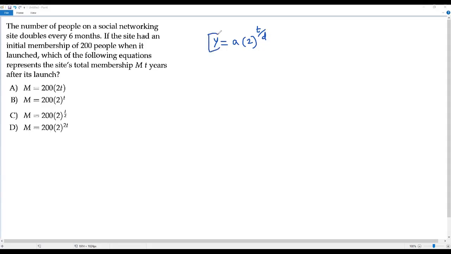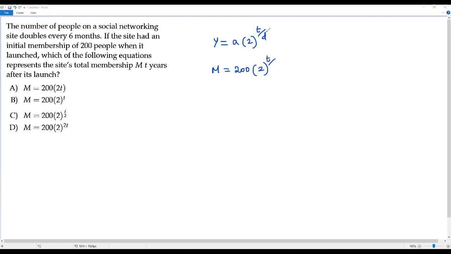Here we can replace this y by this capital M, because according to the question we have to find the site's total membership capital M t years after its launch. So let me plug in capital M for y, and a is the initial population that is given in the question. That is, the site had an initial membership of 200 people. So we can plug in 200 for this a times 2 to the power of. We can keep this t as it is, because the question says the site's total membership M t years after its launch. They have not given any value for t, so we can keep this t as it is.